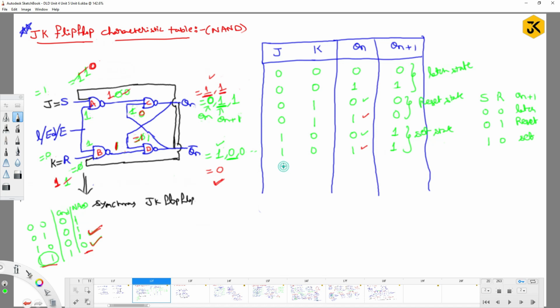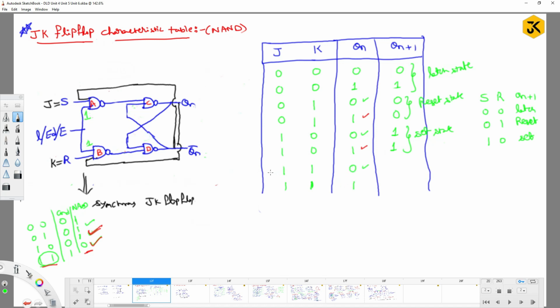Similarly, the next case values are 1 1 for J and K, means J value is 1, K value is 1. Now let us check for J and K as 1 1 and Q1 as 0, what will happen to the circuit? Q1 equal to 0, J is 1, K is 1, right? As Q1 is 0, Q1 bar will be 1, right? So when Q1 bar is 1, at the A input NAND gate it will be 1, and at the B input NAND gate it is 0 as Q1 is 0, right?